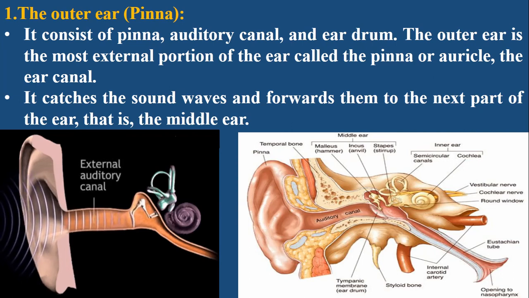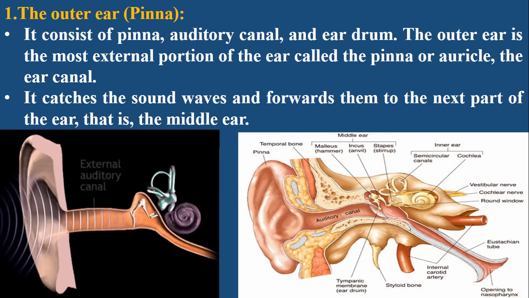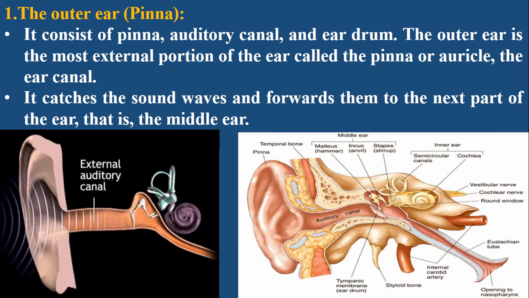The outer ear is the most external portion of the ear, consisting of the pinna or auricle and the ear canal. Now in the picture, as you can see here, this part receives the sound waves and forwards them to the next part of the ear, that is the middle ear.